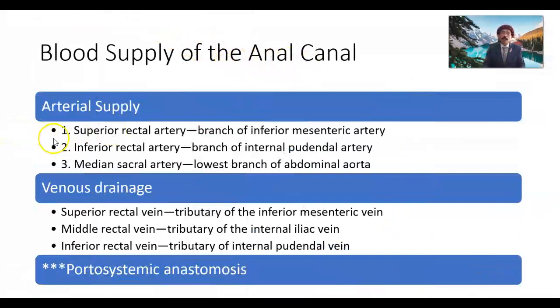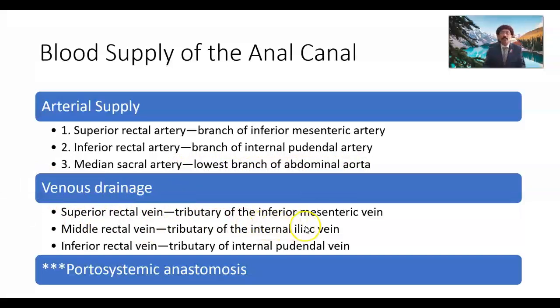Blood supply of the anal canal: we discussed the superior rectal artery, a branch of the inferior mesenteric artery, and the inferior rectal artery, a branch of the internal pudendal artery. We have one median sacral artery, the lowest branch of the abdominal aorta, close to the bifurcation, usually a dorsal branch.